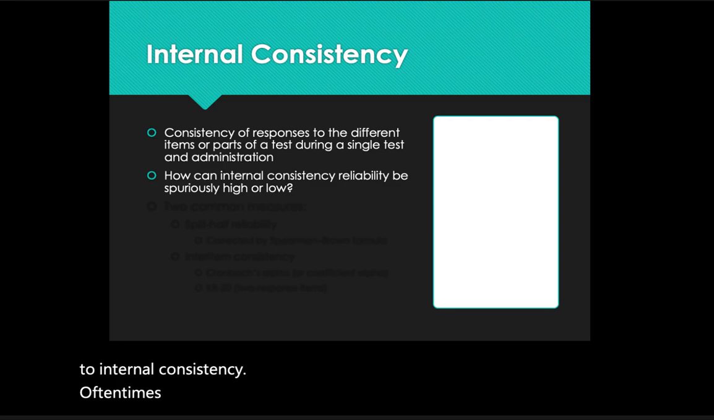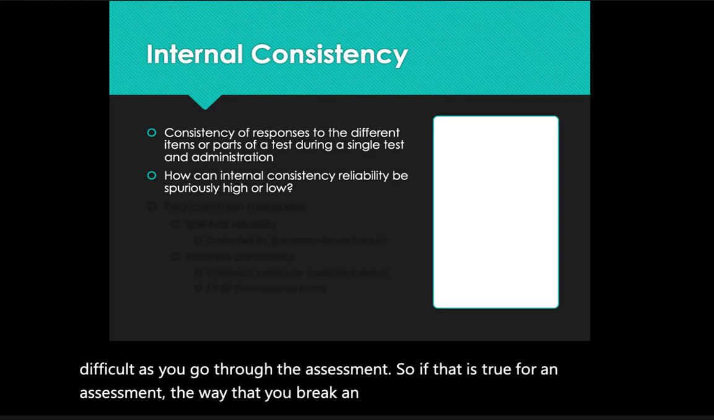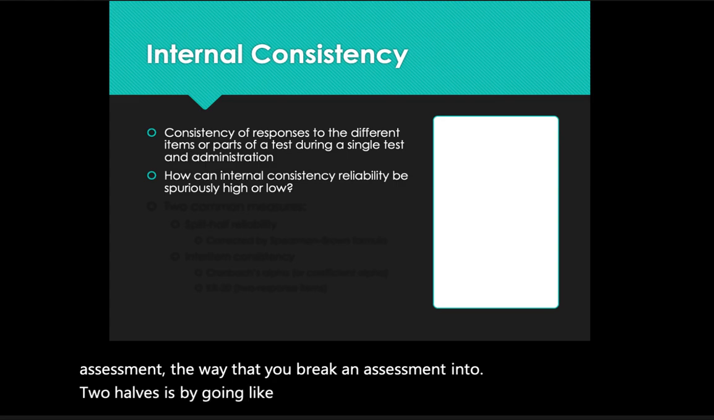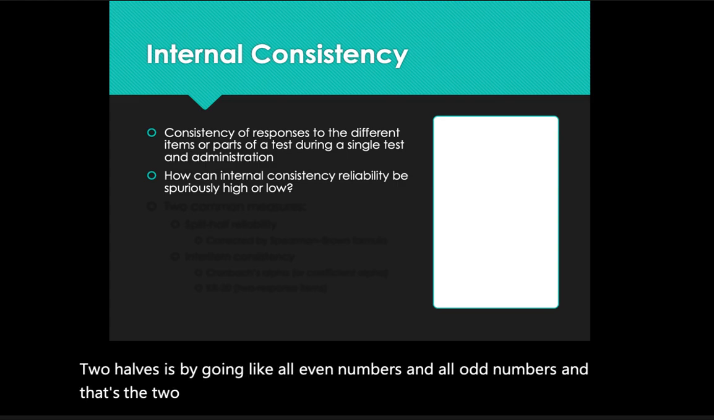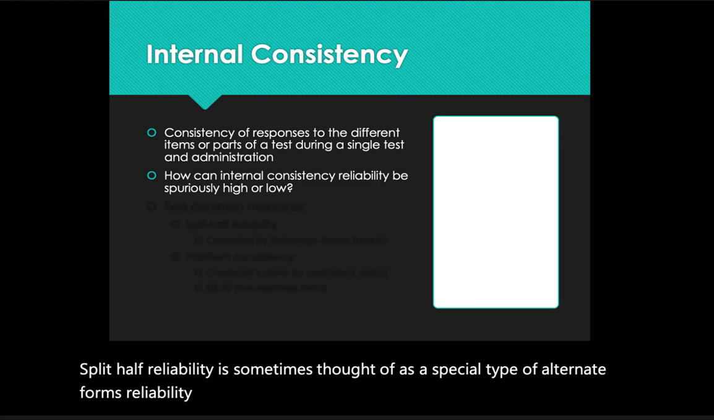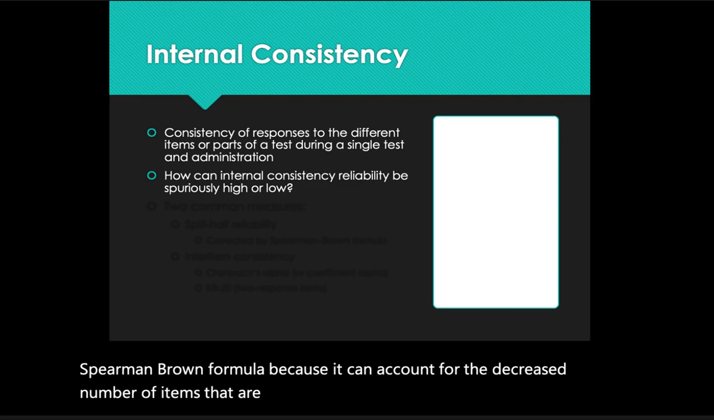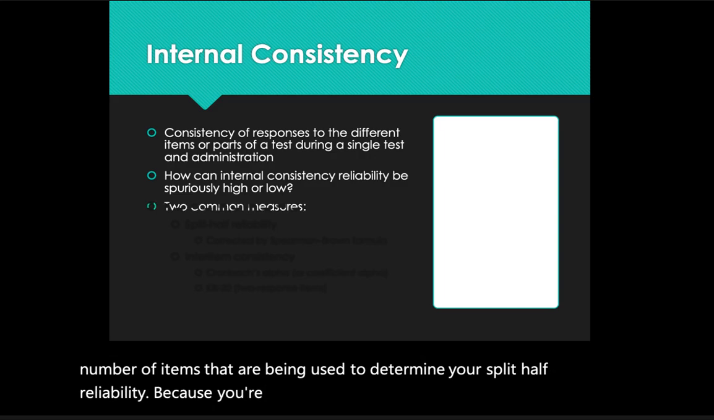Oftentimes, as you are doing an assessment, your assessments get more difficult as you go through the assessment. So, if that is true for an assessment, the way that you break an assessment into two halves is by going like all even numbers and all odd numbers, and that's the two halves that you create. Split half reliability is sometimes thought of as a special type of alternate forms reliability, but split half reliability is often corrected by the Spearman Brown formula because it can account for the decreased number of items that are being used to determine your split half reliability because you're splitting your test in half.